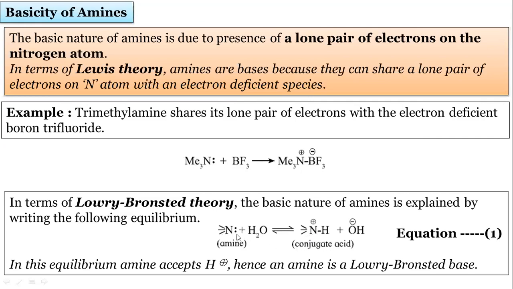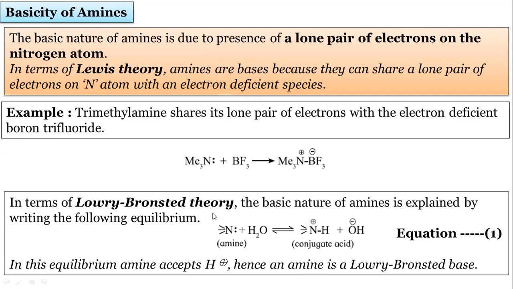So what is meant by conjugate acid? This hydrogen is accepted. So according to the Lowry-Bronsted theory, what is meant by base? The substance which accepts the proton from the acid is called a base. So this is amine, a general amine. It may be primary amine, secondary amine, or tertiary amine, and this is acid. So proton is accepted from this H2O, and we get the conjugate acid. So according to these two theories, Lewis theory and Lowry-Bronsted theory, amines are basic in nature.